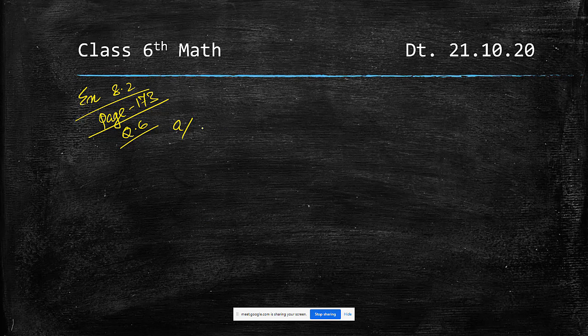So first, 0.6. Here the tens place number is 6. This is a number line, and we know 0.6 is less than 1 and greater than 0, so it will lie between 0 and 1, correct? We will divide it into 10 parts as it is a tens place number.